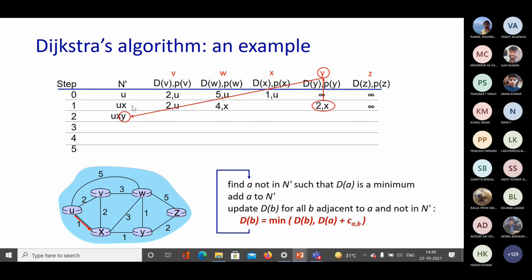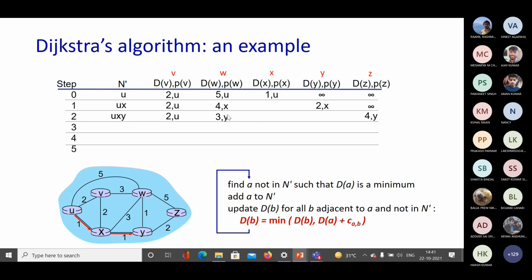Okay. So now among these, which one is the minimum cost one if you have to go via X? Then it is Y here. So you put Y in N dash, and then again from Y you check how much cost will it incur if you want to visit the nodes which are connected to Y. Okay, so now let's check. For V, of course, it still remains that 2 comma U is the minimum one. For W, now what happens?